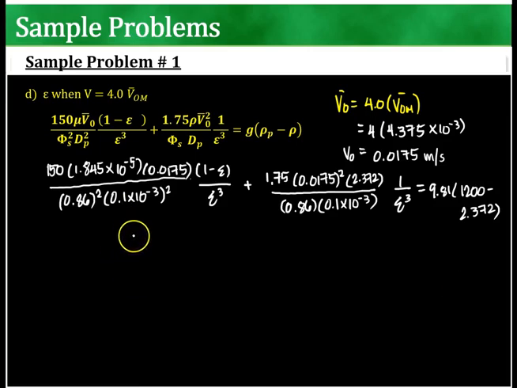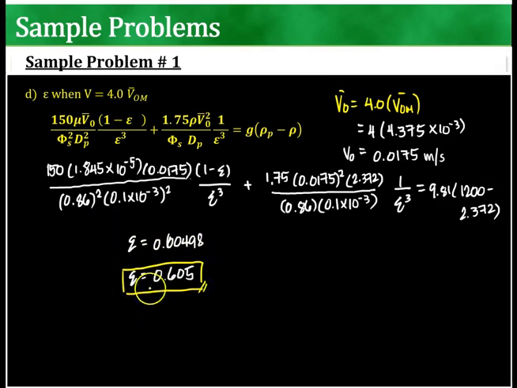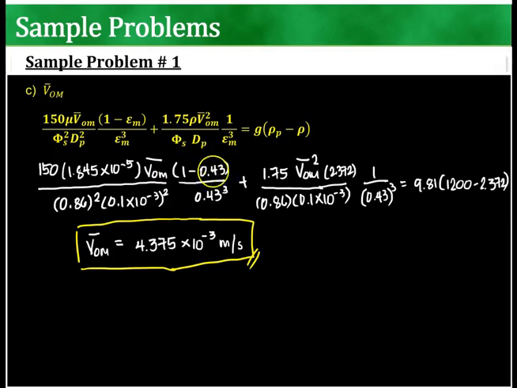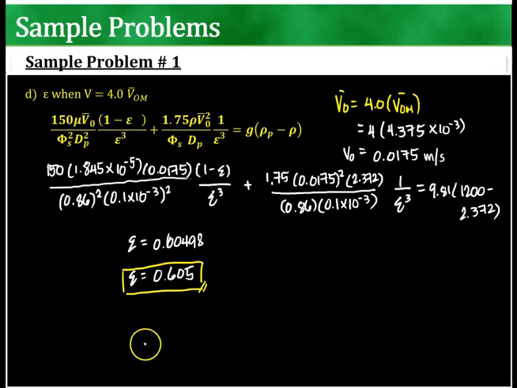So you'd be able to solve for E, which is equal to 0.60498, or basically 0.605. Again, because of the increased velocity, the voidage increased. Imagine it started from 0.43 for minimum fluidization, and then it became 0.605.